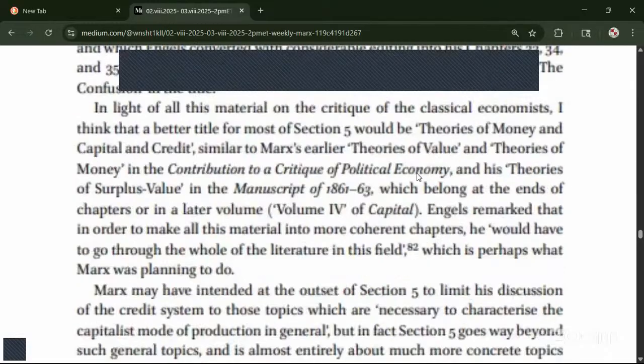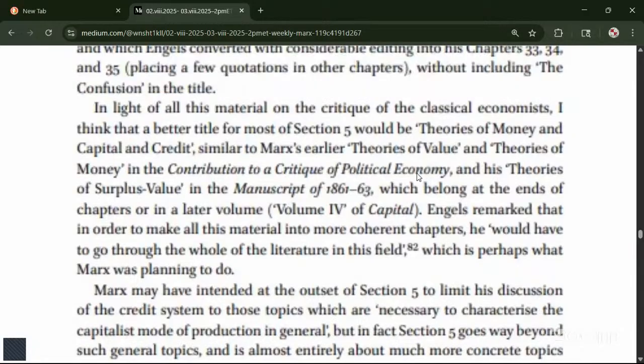Now, in light of all this material on the critique of the classical economists, Moseley thinks that a better title for most of Section 5 would be "Theories of Money and Capital and Credit," similar to Marx's earlier Theories of Value and Theories of Money in the Contribution to a Critique of Political Economy, and his Theories of Surplus Value in the Manuscript of 1861 to 63, which belong at the ends of chapters or in a later volume, Volume 4 of Capital.